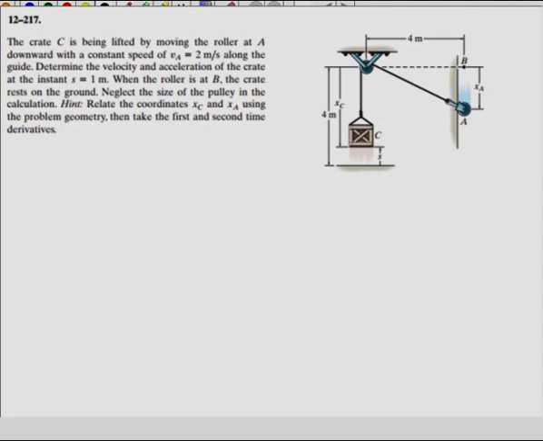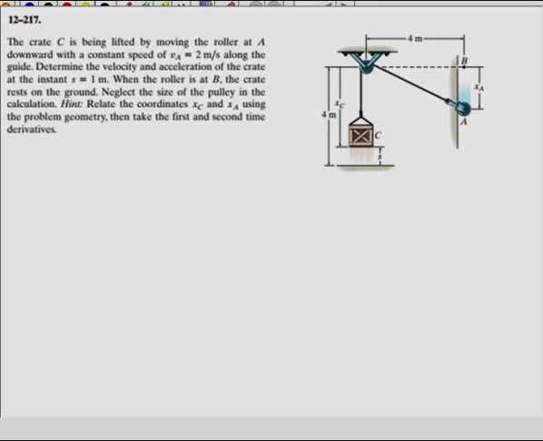This is from the 13th edition of the Hibbeler text, so you can follow along if you have that. This problem states the crate C is being lifted by moving the roller at A downward with a constant speed of VA equals 2 meters per second along the guide. Determine the velocity and acceleration of the crate at the instant S equals 1 meter when the roller is at B. When the roller is at B, the crate rests on the ground. Neglect the size of the pulley in the calculation. Then it gives us a hint. Basically, it tells us that we're going to use geometry to relate those XC and XA.